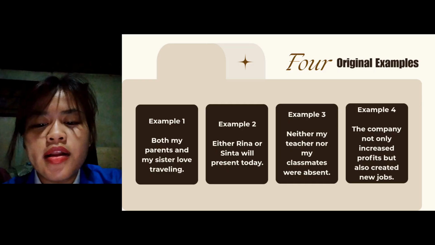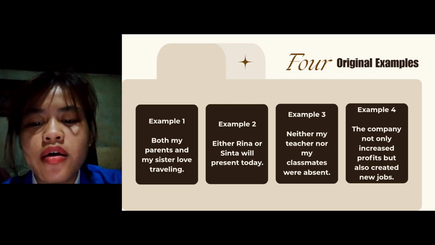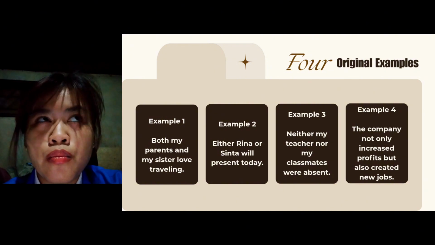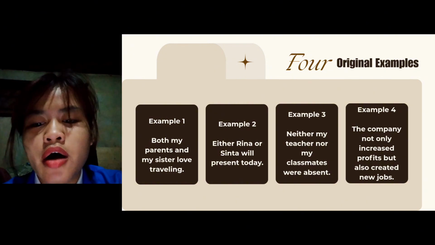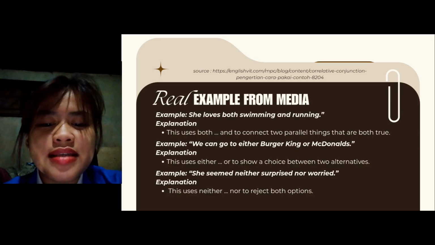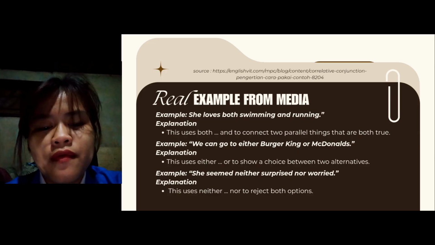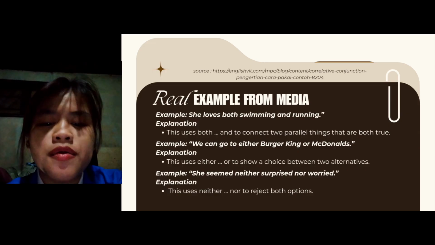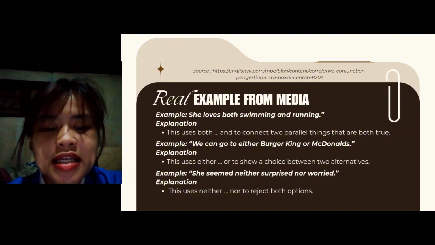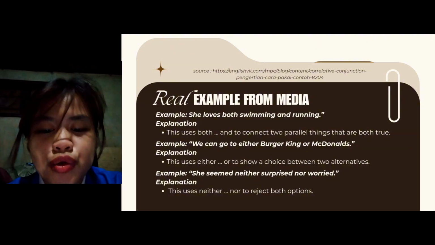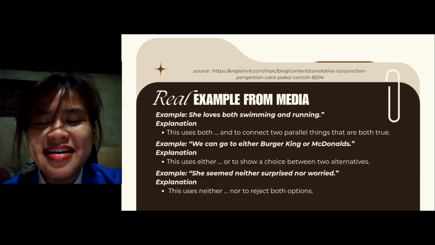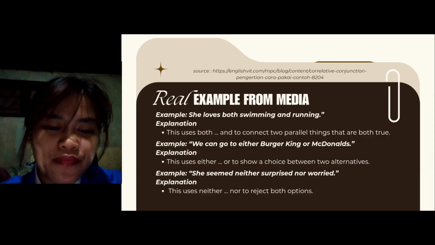The company not only increased profits but also created new jobs. So there is more than one thing that the company can do. Then, real examples from media. First example: she loves both swimming and running. Explanation: this uses both and to connect two parallel things that are both true.